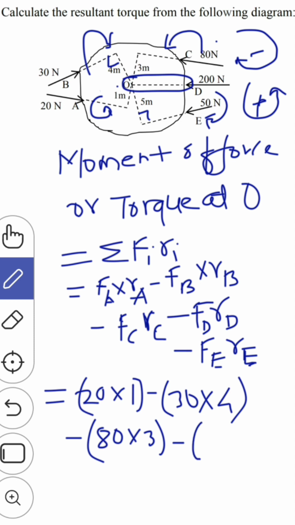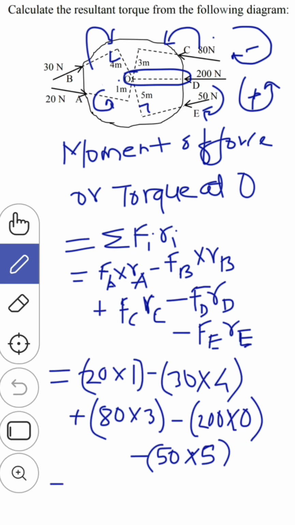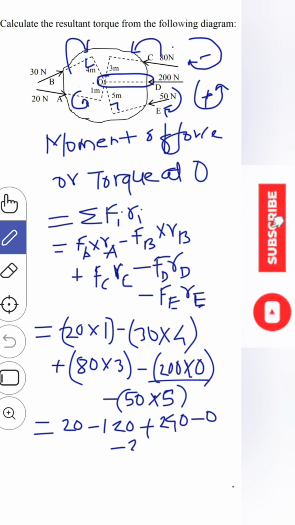Now D, you can see I have taken D as negative. I have already told you that you can take it as positive also; there will be no effect. It is 200 multiplied by the distance 0. Sorry, FC will make the anti-clockwise moment, so it will be positive. Now the last one, 50, will again make the clockwise moment, and the distance is 5. Fine, I will solve it: 20 minus 120 plus 240, this will become 0, and this will be 250.